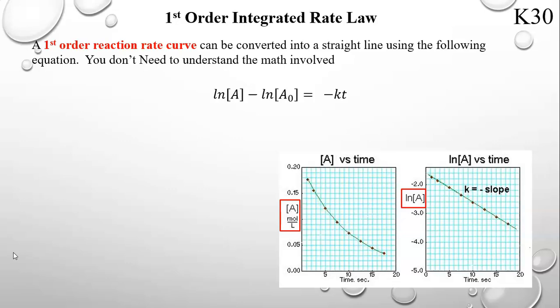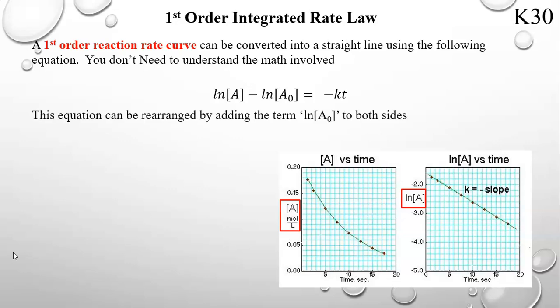So there it is. The natural log of A, the final concentration of A, minus the natural log of the beginning concentration of A, equals the negative of the rate constant times t. What's really nice about this is that the slope of that line on the graph on the right is the rate constant. It's how fast that reaction is taking place.